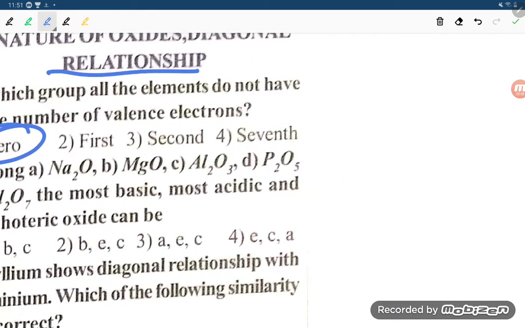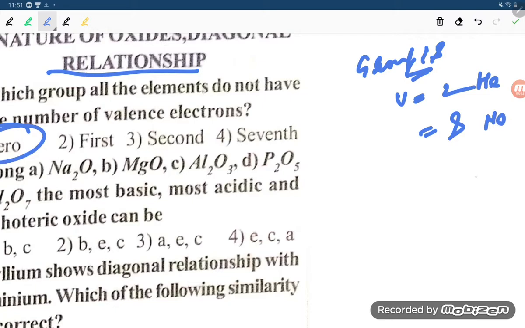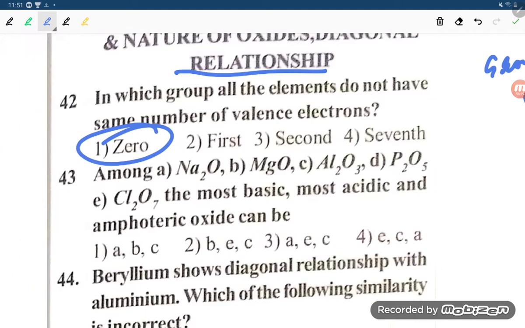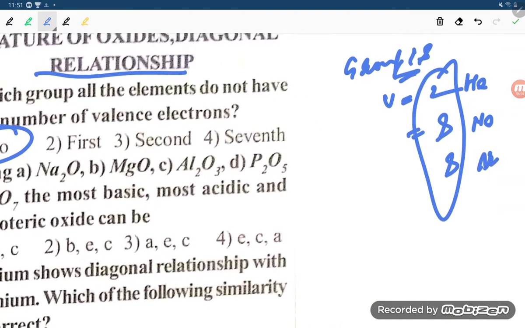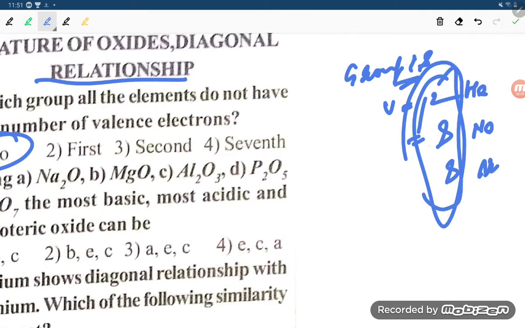That means the same number of valence electrons, they are not having, student. So what is their group number? If you see, 18, group 0. So valence electrons: helium is 2, then neon is 10, argon is 8, 8 valence electrons. So that is the wrong statement, student. Group 0 does not have the same number of valence electrons. Helium has 2 valence electrons, and neon and argon have 8 valence electrons, student.